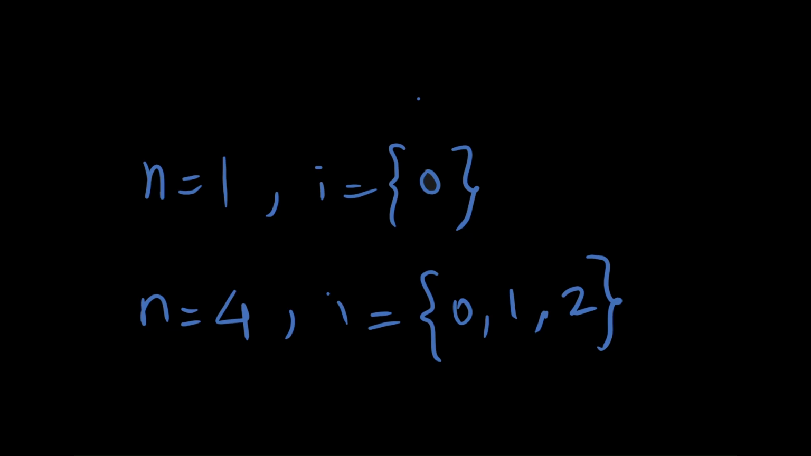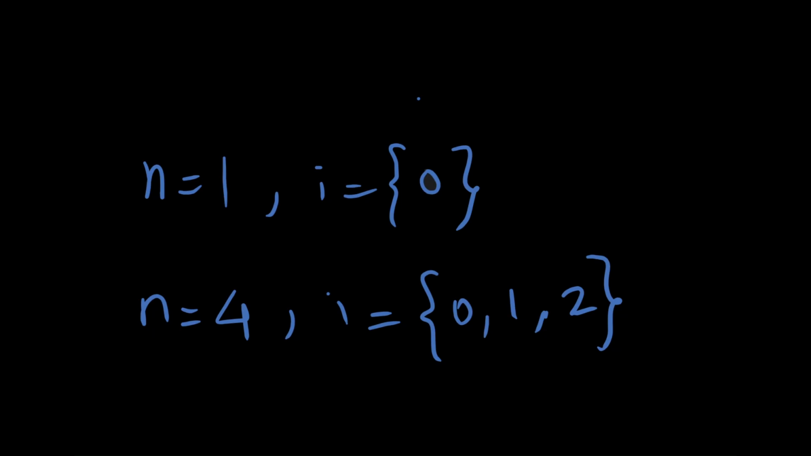So let's take a look at these two examples. We have n equal to 1 and n equal to 4. Both of them represent a power of 2. The brute force way is that we're going to iterate with a loop, starting i at 0 all the way until n. So for n equal to 1, our i will loop through only 0. And for n equal to 4, our i will iterate through 0, 1, and 2.